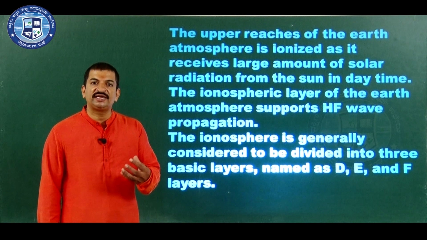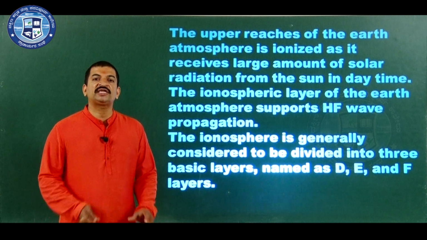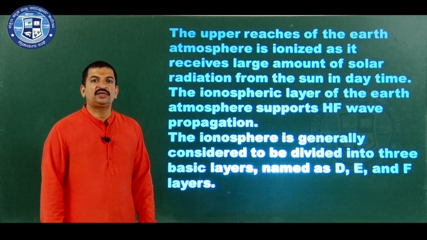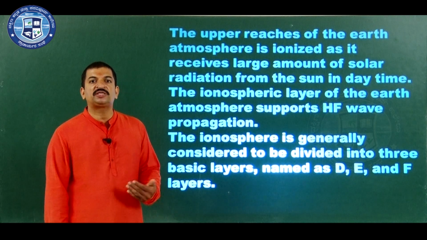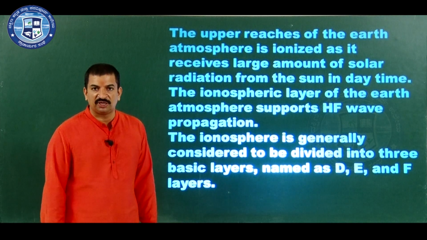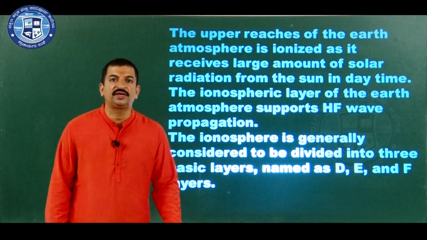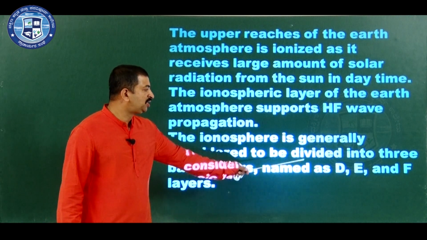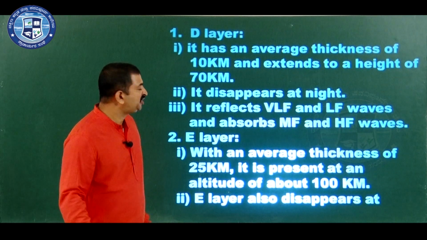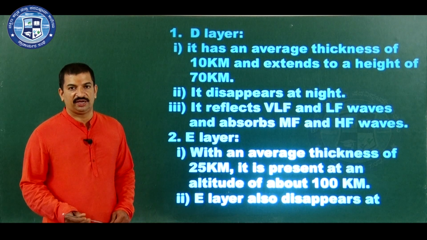So, as the solar radiation is incident on the upper layer of the earth atmosphere, the gas molecules split themselves into gas ions. The density of the ionospheric layer depends upon the amount of solar radiation that the earth atmosphere receives from the sun. We will now study the different layers of the ionosphere: the D layer, E layer and the F layer.